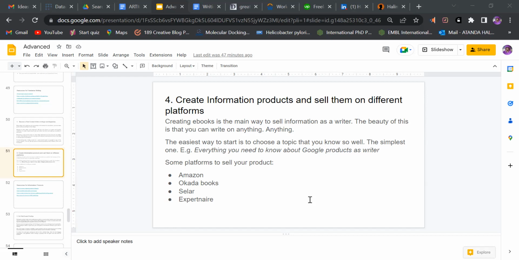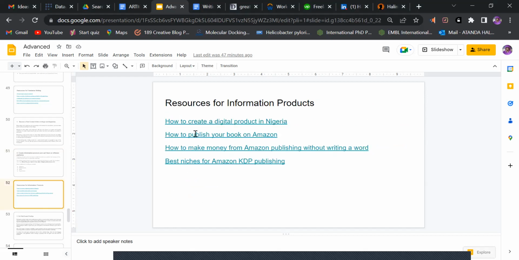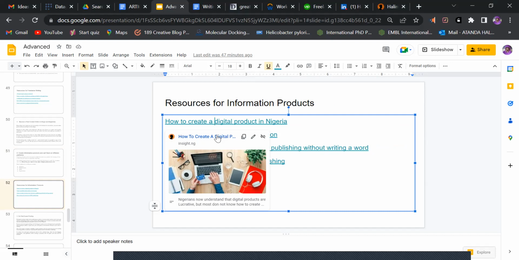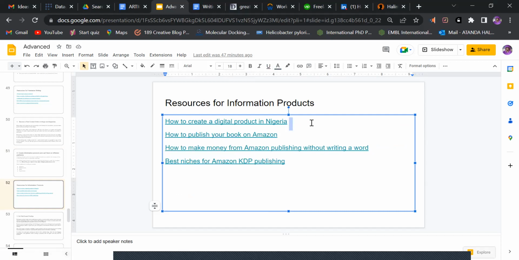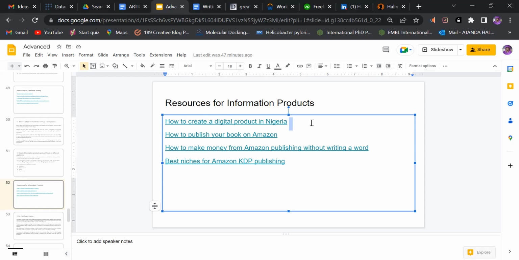All right. So that's all I'm going to say about information product. There are resources that you can use. This is how to create a digital product in Nigeria. It's a very detailed blog post. Go through it, read it, and digest. If you have any questions, we are here for you. The email is academy@insight.ng. Just send your questions. We're going to respond to you. If you don't like using email, and you should, you're a writer, but if you don't want to use email, we have a WhatsApp contact that you must already have if you have this course. So just send the questions to them.